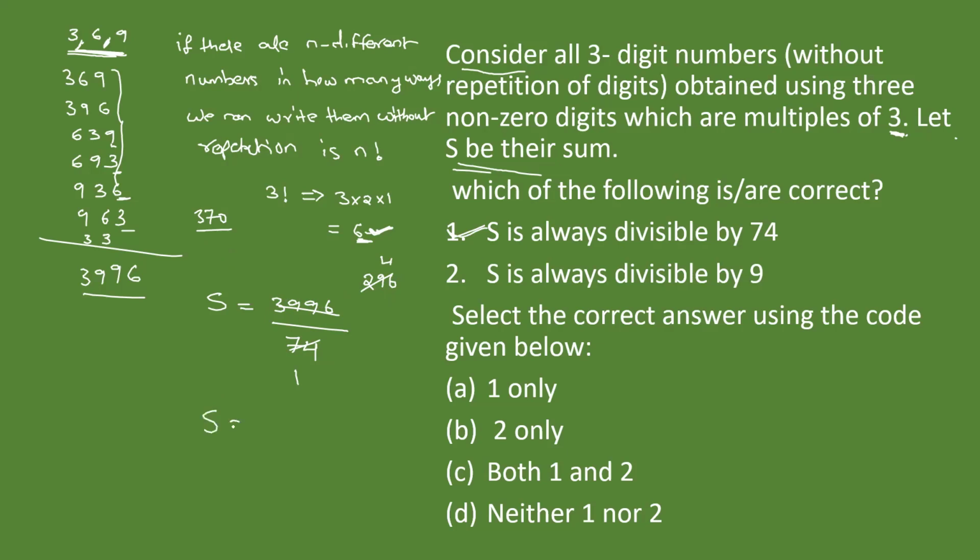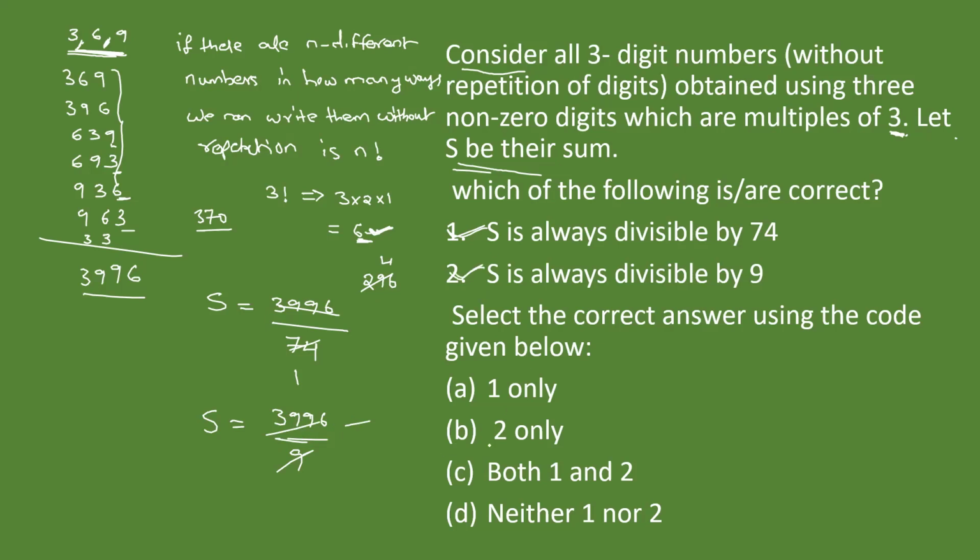Similarly, I will try to divide S, 3996, by 9. What is the divisibility rule of 9 here? If the sum of the digits is divisible by 9, then the number is divisible by 9. So here, 3 plus 9 is 12, 12 plus 9 is 21, 21 plus 6 is 27. Is 27 divisible by 9? Yes. So S is always divisible by 9.